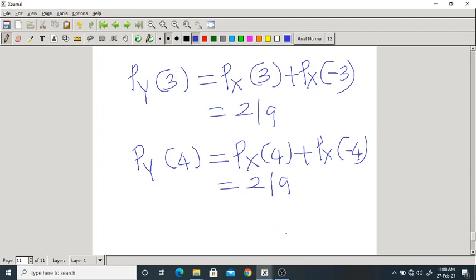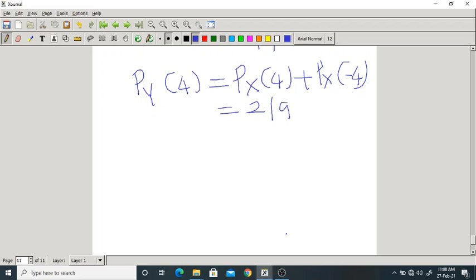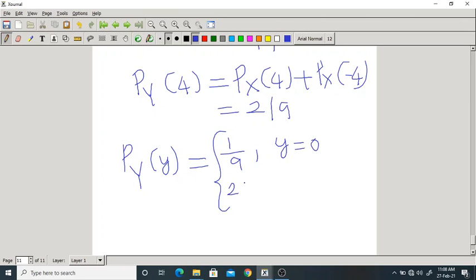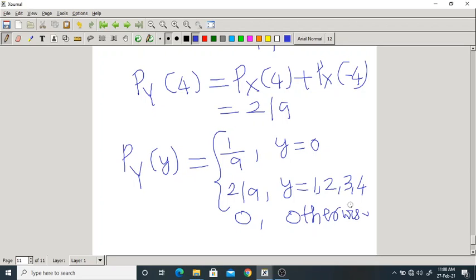Here y can never be negative. Why? Because y equal to mod x. If x is negative, it becomes positive in case of mod. So finally, Py of y equal to 1 over 9 for y equal to 0, 2 over 9 for y equal to 1, 2, 3, 4, and 0 otherwise. In this way, we have to find the probability mass function of random variable y, which is a function of x.